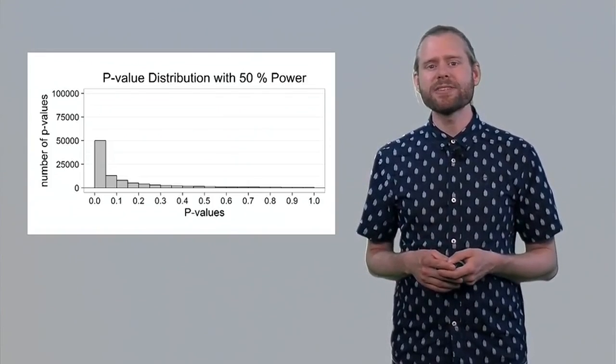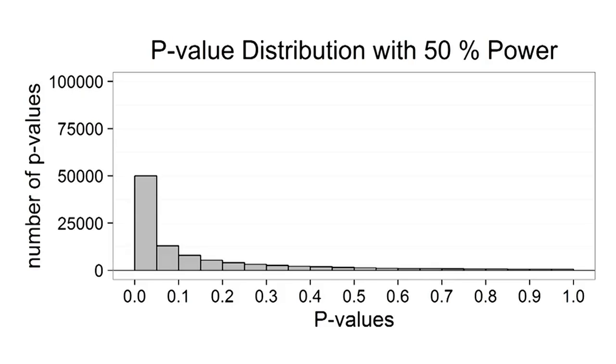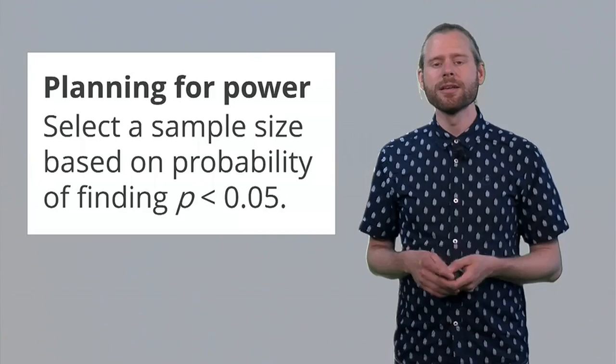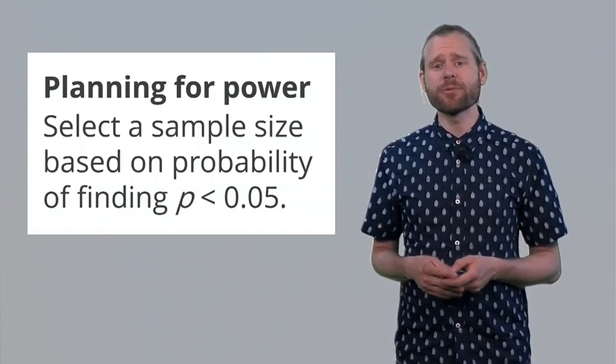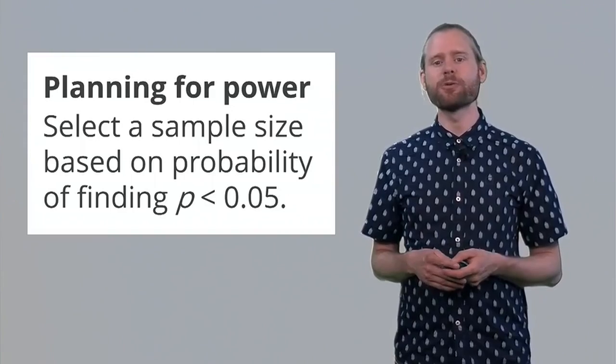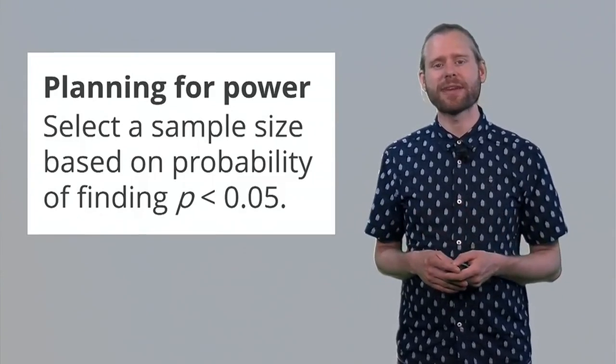The second approach is to design a study so that it will have a specific statistical power. Now, we already saw this graph earlier on in the course, and in this simulation we have 50% power, which means that 50% of the p-values end up in the leftmost bin. Now, you might think this is too low. You want to design a study which has much higher power. For example, 95% power. So you can design a study where you plan for power. You select a sample size based on the probability of observing a p-value smaller than 0.05. And in these cases, you would do a priori power analysis based on an expected effect size.